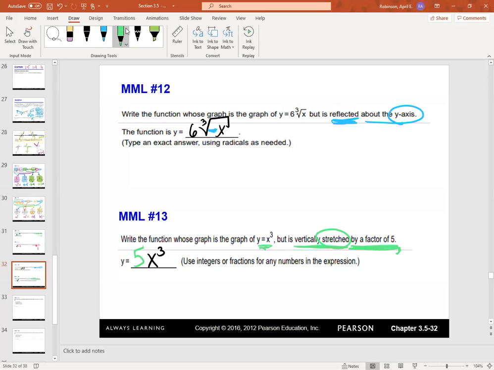Now, had it said horizontally compress or vertically compress, then I would have said y is equal to 1/5 x cubed. If they say by a factor of 5, that's a reciprocal because you're compressing it, so it's got to be a fraction. But if they say by a factor of 5, it's 1/5.